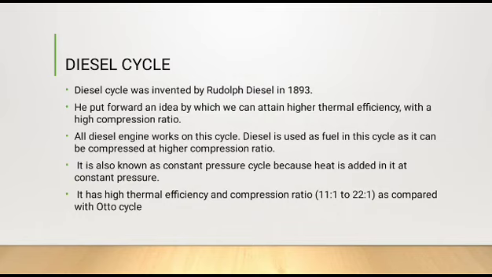Diesel is used as a fuel in this cycle as it can be compressed at a higher compression ratio. It is also known as constant pressure cycle because heat is added in it at constant pressure. It has high thermal efficiency and compression ratio as compared to Otto cycle.